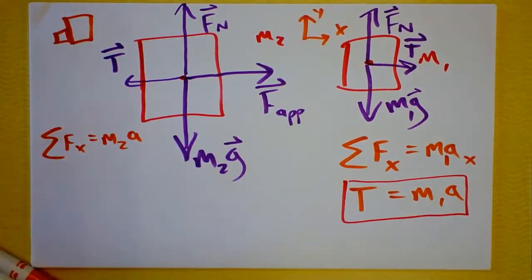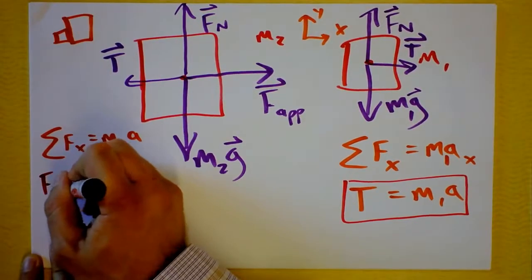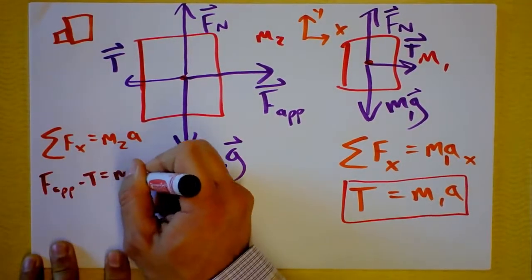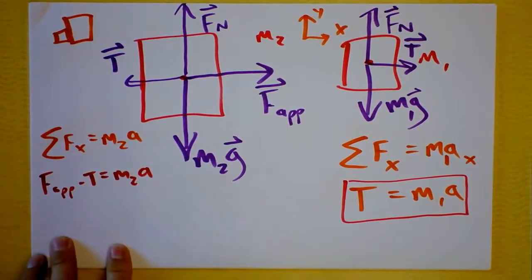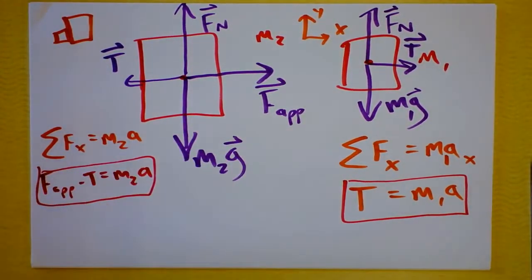So how do I deal with this? It says add them up. You have the tension and the applied force, and you add them up. But do I say tension plus applied force? No, it's applied force minus tension. Why? Because they're going in opposite directions. Applied force is to the right, which is positive. And then tension is to the left, which is negative. Love it. So I'm going to write applied force minus tension equals m2 times acceleration. I'm going to put a box around this as well. These are the two equations that I created, and I got them from Newton's second law.